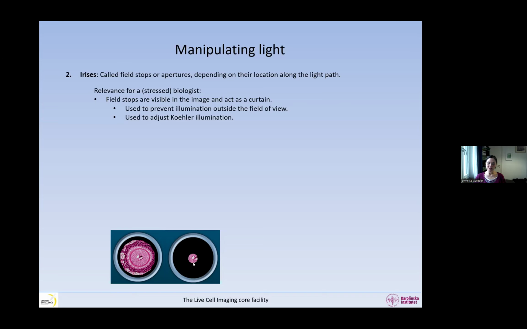Another way to use a field stop is when we do color illumination alignment. So we will talk about that later, and you will have to run the color illumination alignment on your microscope. Color illumination is a way to align the condenser when you want to do transmitted light imaging. So we will have to do this later, and for this you will use a field stop, and you will see that when you close it, it becomes like a curtain like this. So this is something you will also experience on your own microscope.